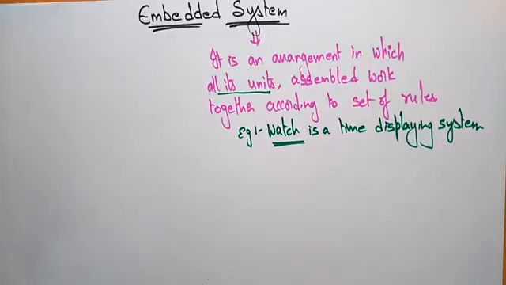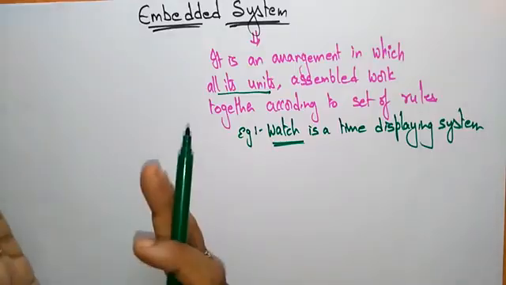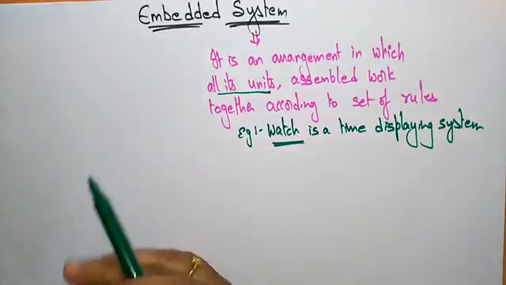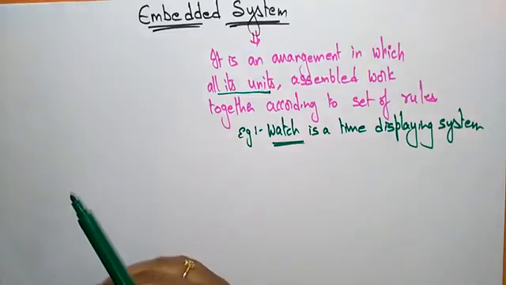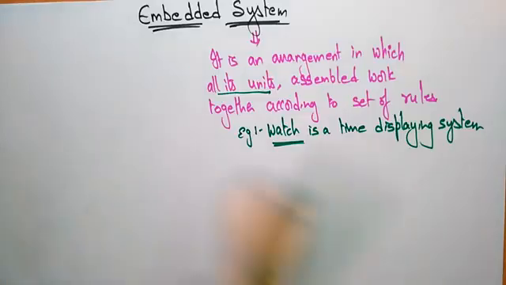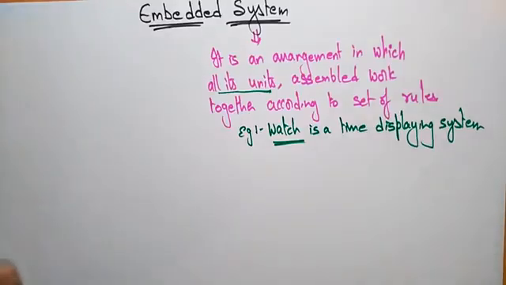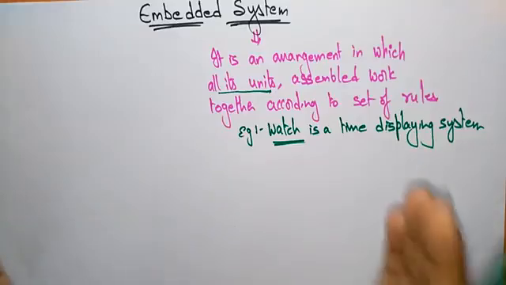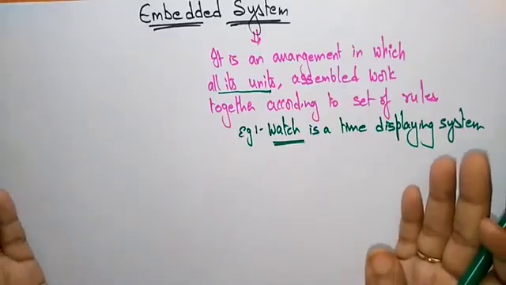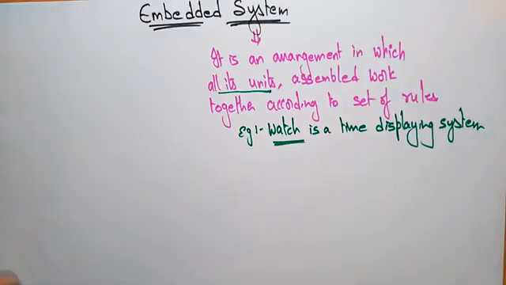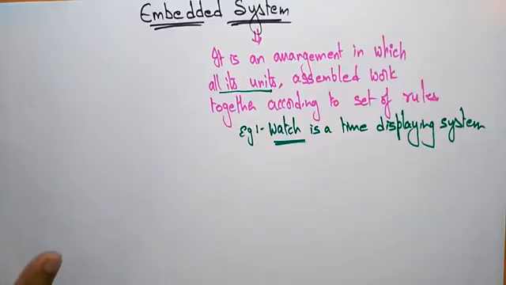That is a system. So before going to know about the subject, the first thing you need to know is the basic concept. If you know the concept, then you are able to understand the coming topics. The system is an arrangement in which all its units assembled work together according to a set of rules. Whatever components are present, each component or unit depends upon one another. Now let's see the embedded system.